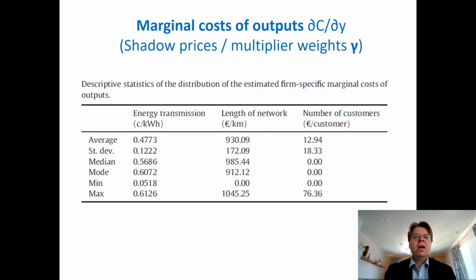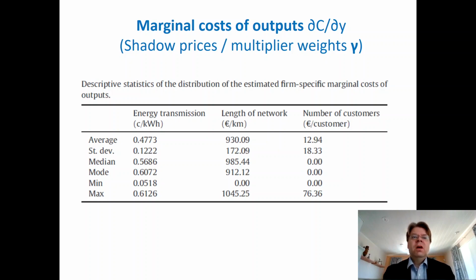In a similar way, we can get this kind of multiplier weights in the StoNED approach. And in this table, I have normalized these multiplier weights so that they have meaningful units of measurement. I have normalized the energy transmission as cents per kilowatt hour, the length of networks in euros per kilometer, and customers in euros per customer. So this can give us an idea of what the shadow prices are, what are the marginal costs of these three output variables. And like in DEA, every observation is allowed to use separate shadow prices. So in principle, in the model, we will allow for n different vectors of shadow prices for these outputs.